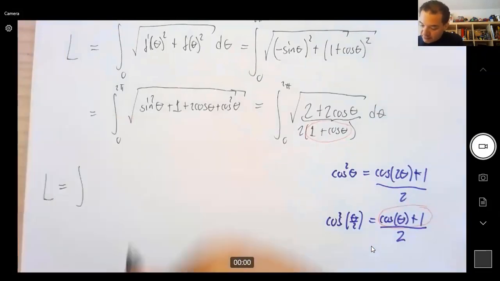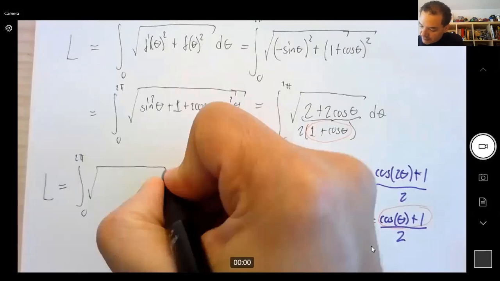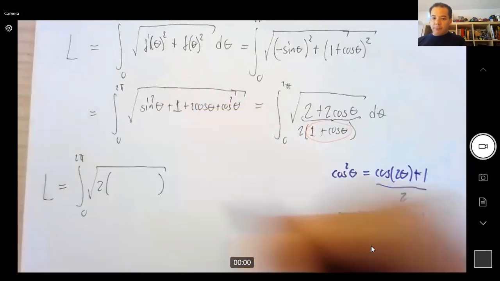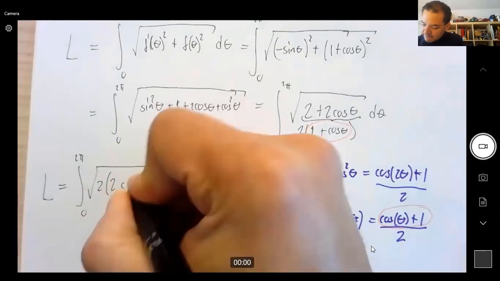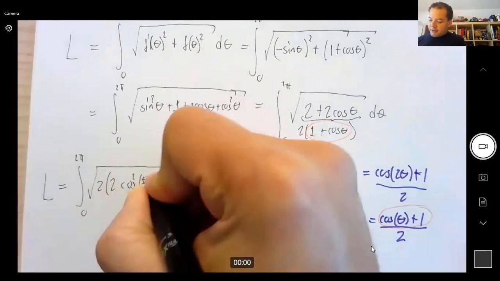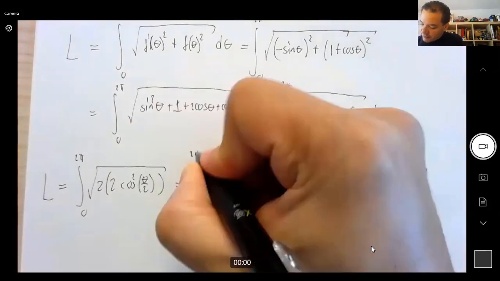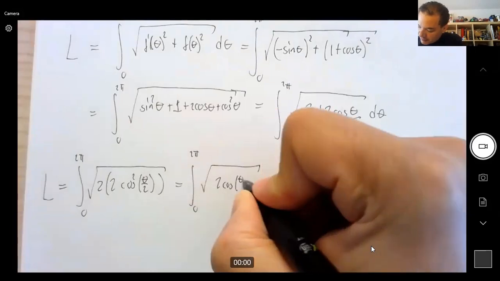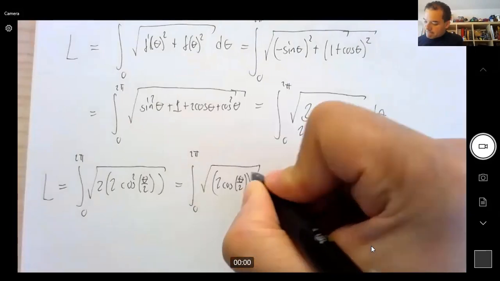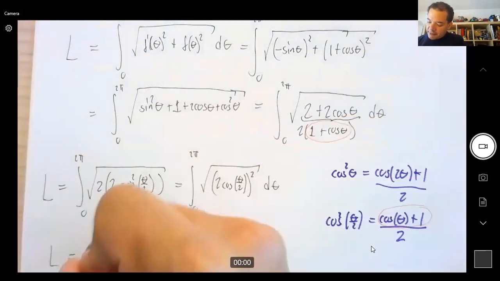We're going to get the integral from 0 to 2 pi, square root of 2 parentheses, and then instead of writing 1 plus cosine theta, we're going to write 2 times cosine square of theta over 2. Okay, and that's awesome because now we have a square and we can cancel the square root, right? This is now 2 cosine theta over 2, everything square. So the square cancels the square root with an absolute value sign.